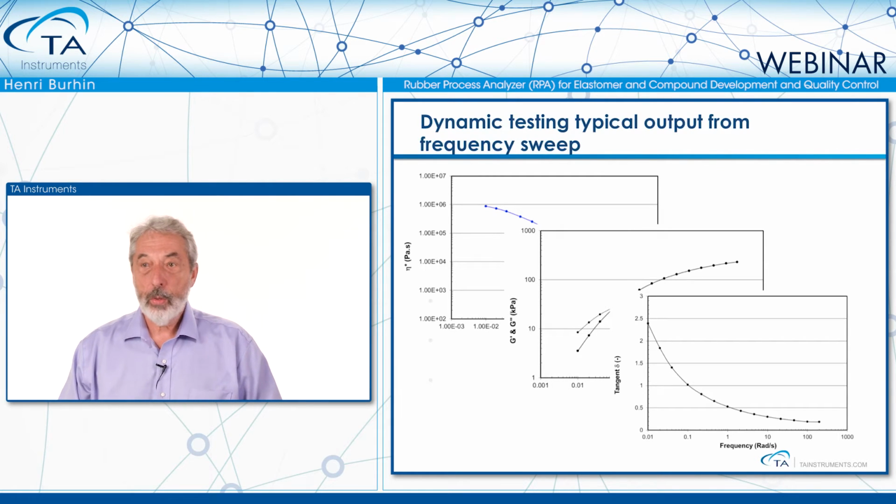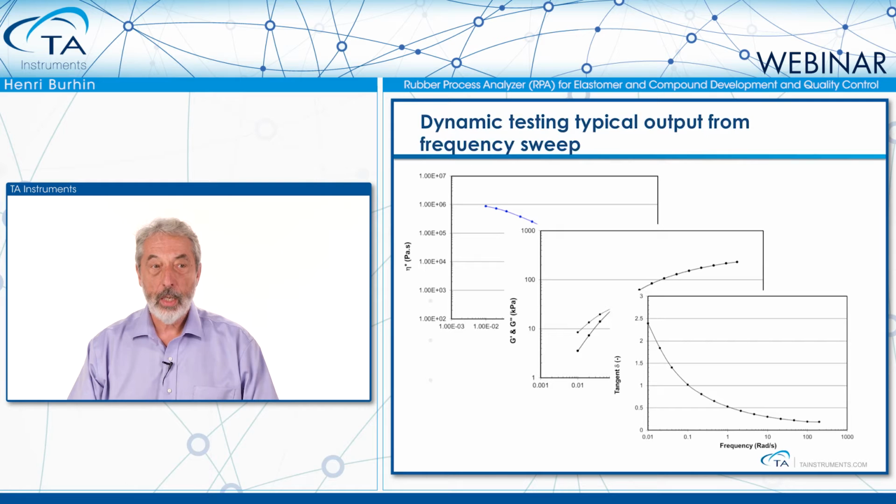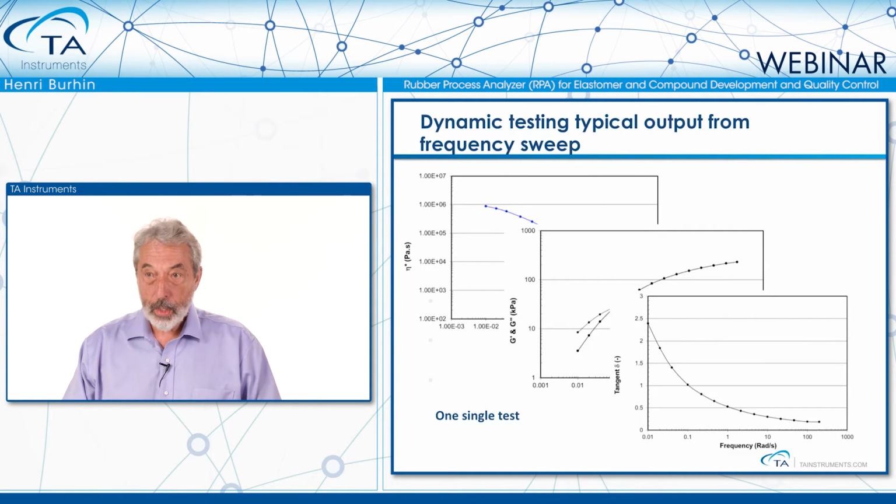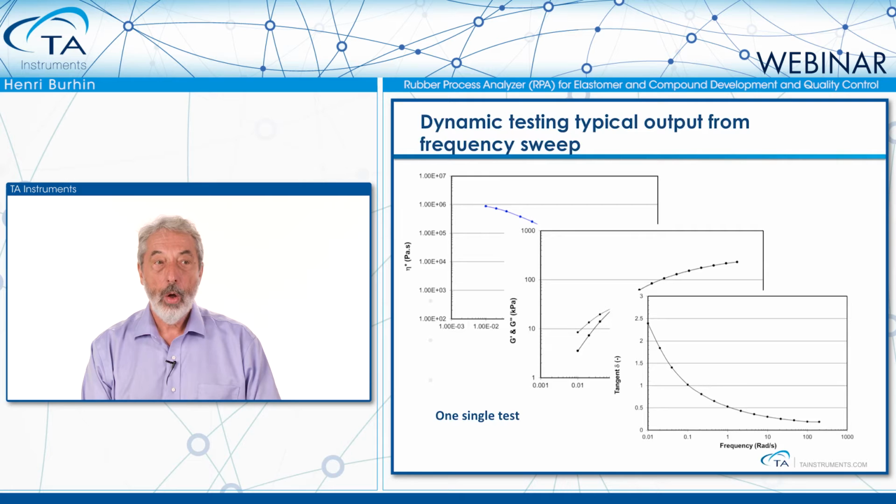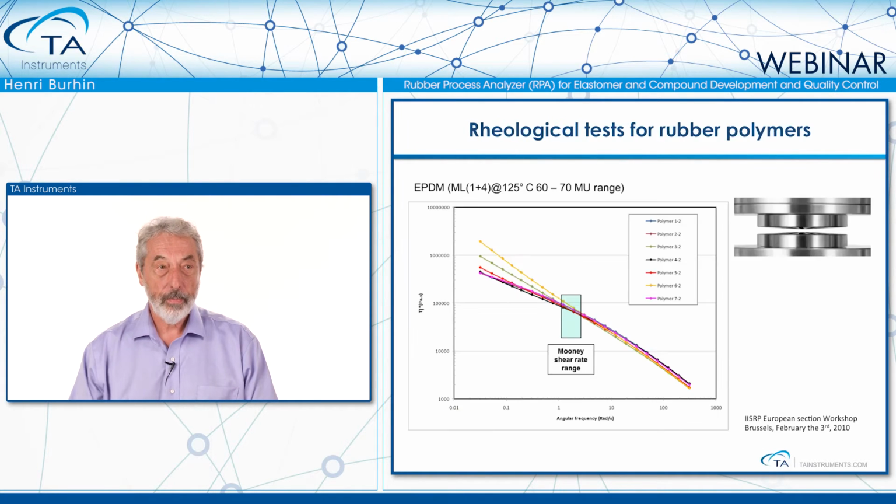The last parameter which is provided by the instrument in a frequency sweep is the curve of tangent delta. The curve of tangent delta is an extremely useful tool for the quality of both compounds and polymer. All these data are coming from one single test. So it is an extremely rich measurement and gives a lot of information about the material.